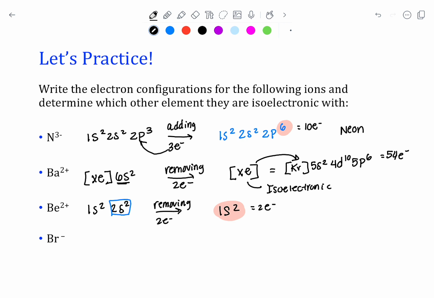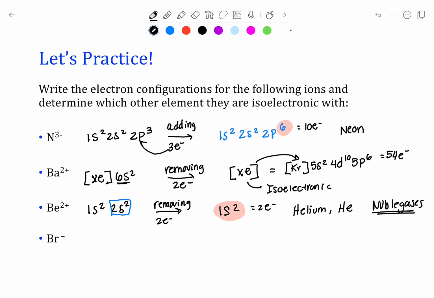What other element on our periodic table also has 2 electrons? Well, that would be helium, or He. And if you'll notice, our isoelectronics are always going to be noble gases. Because when we're creating ions, we always want to move towards a noble gas core, because noble gases are the most stable.